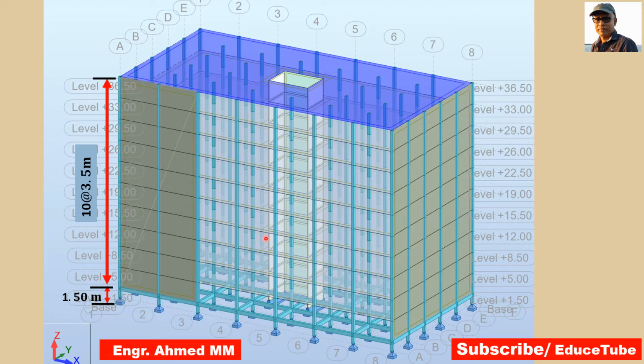This is the building model. It has 10 stories as I said. Each floor height is 3.5 meter as well. Ground beam is provided at a height of 1.5 meter from the ground. So let's move ahead to see how we will create this structural model using software.